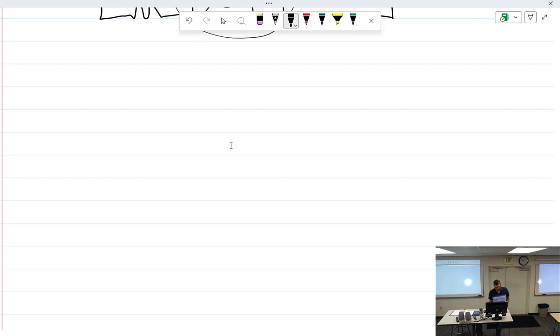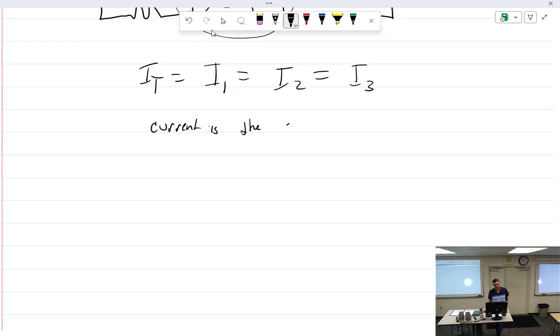So Kirchhoff's law for current is I total equals I of 1, which equals I of 2, which equals I of 3. Very good. So it is the same. Current is the same for the entire circuit.